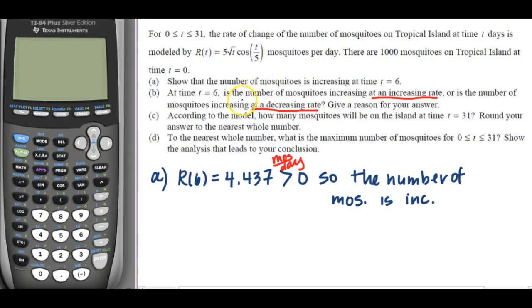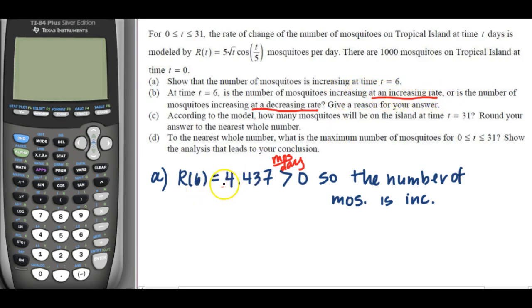Now, part B is asking, is the number of mosquitoes increasing at an increasing rate? So what that means is, we're trying to figure out if from day to day, the rate of change of the number of mosquitoes is on its way up or on its way down. So around 6, on day 5 to day 7, on day 5 was the rate of change, let's say, less, and on day 7 was the rate of change more, so that the rate of change was on its way up, meaning that the rate of change was increasing at an increasing rate.